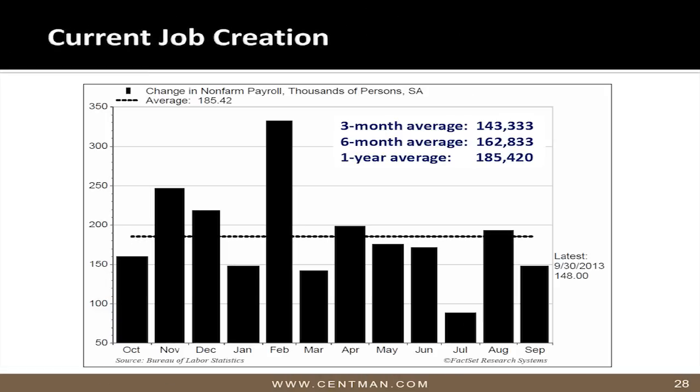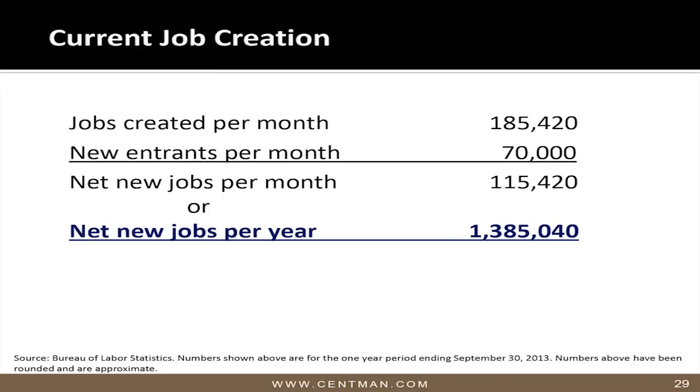So let's take a look at the job creation. That's the one thing every month I'm most concerned about. And in the last year, we've created 180,000 jobs per month. But in the last 3 months, it's dropped down to about 148,000. The last month, it was 145,000. Let me show you how long it would take to fix the unemployment problem at this rate. Let's say that we're creating 185,000 jobs a month.